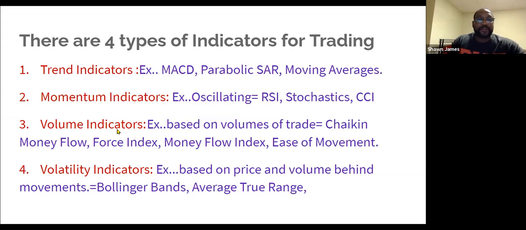And then, of course, we have number 3, volume indicators. Of course, these are based on volumes. This is the number of people that are in and out of trades, okay? As you look at the volume, you'll see things like the Chaikin money flow, the force index, the money flow index, and ease of movement. All of these, if you look at them, have big bars and little bars.